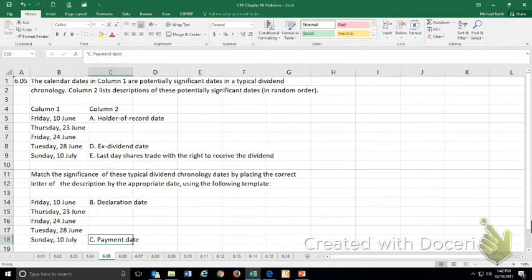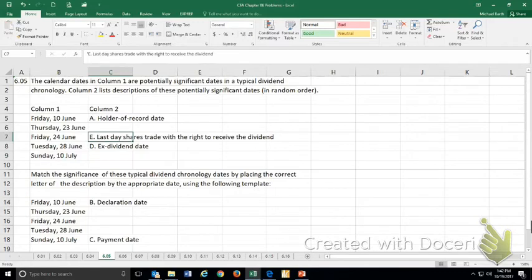All right, and then our other 3 dates are somewhere here in the middle. The ex-dividend date is the first day that shares trade without the right to receive the dividend, so the day before that is going to be the last day the shares trade with the right to receive the dividend. So the day before the ex-dividend date is the last day to trade and still own the dividend.